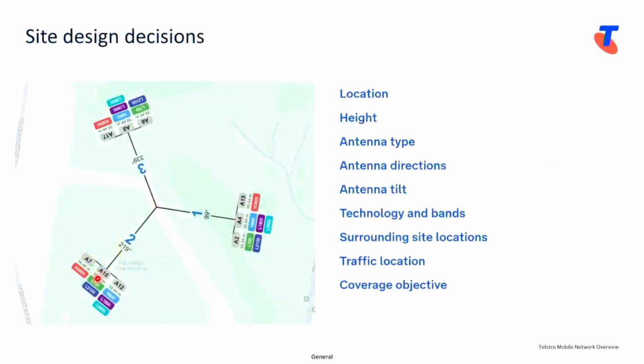This picture summarises some of the things that get considered. We don't just put a site up and that's it. There's a lot of thought that goes into it. First thing, location: where does it fit in with the surrounding sites? How high? 30 metres, 50 metres, 100 metres, 10 metres makes a difference for the coverage, so the coverage objective is important. Antenna types: what antennas are we going to use there? What technologies are we going to put there? How do we tilt the antennas? What azimuth do we put them on? All this stuff is important input.